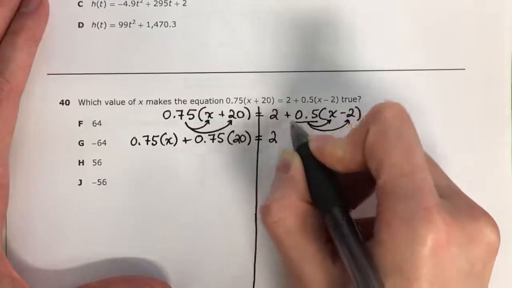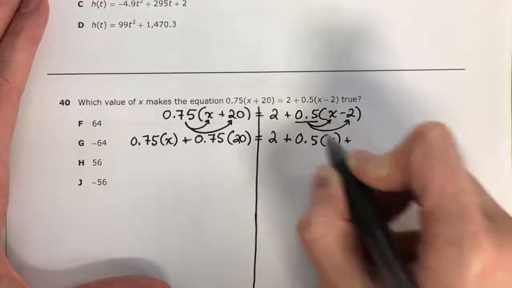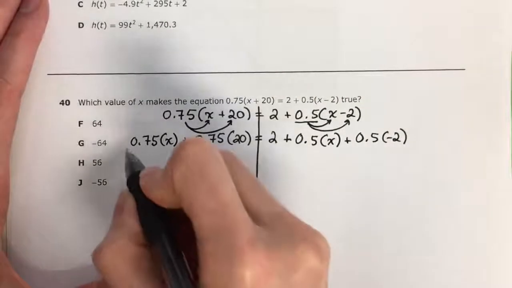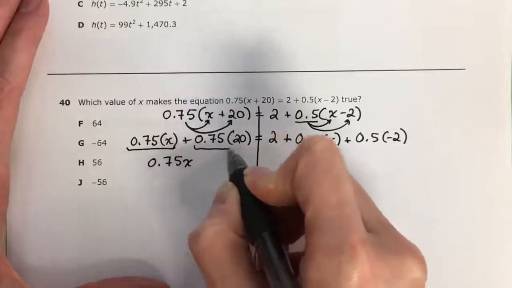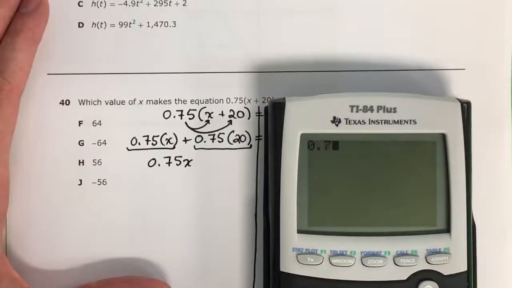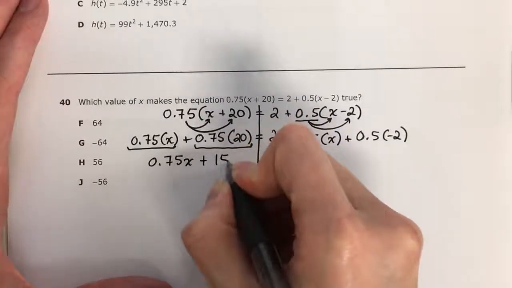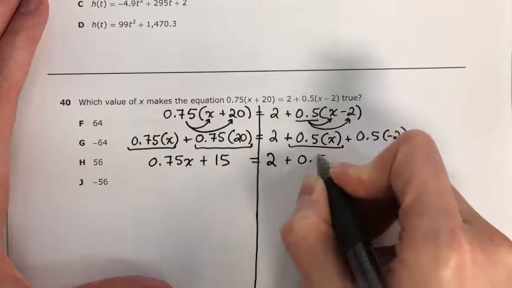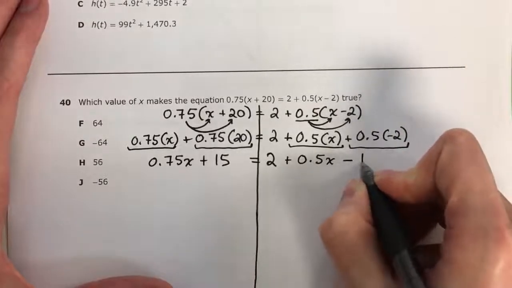I'm going to copy 2 plus 0.5 times x plus, again, 0.5 times negative 2. 0.75 times x is 0.75x. 0.75 times 20, let's see, that gives me positive 15, equals, copy 2, 0.5 times x is positive 0.5x, and 0.5 times negative 2, I'll just tell you, is negative 1.